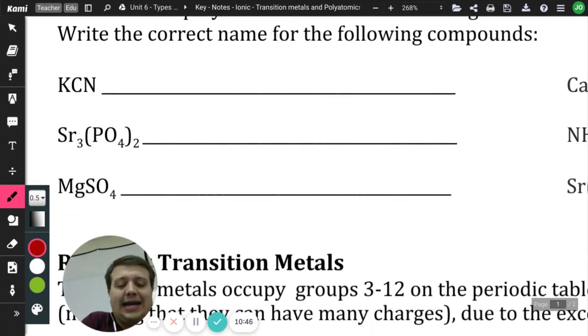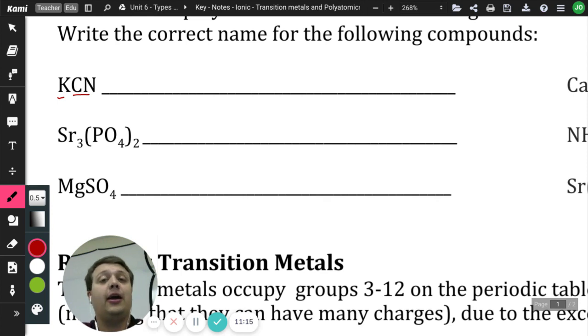So here I've got KCN. Okay, well, what is my polyatomic ion there? I know I'm looking for that because I've got a ternary molecule here, right? I've got more than two things. I know it's going to be ionic because I do have a metal in there. So taking a look at this, I've got a potassium and I've got CN, which is a carbon and a nitrogen. So I would look at my list and I would find out that CN is cyanide.